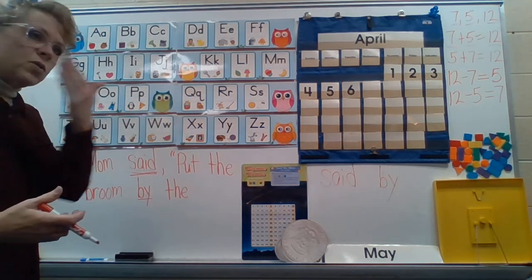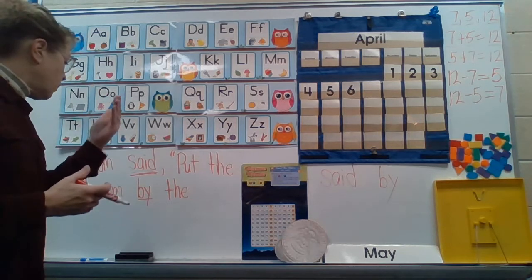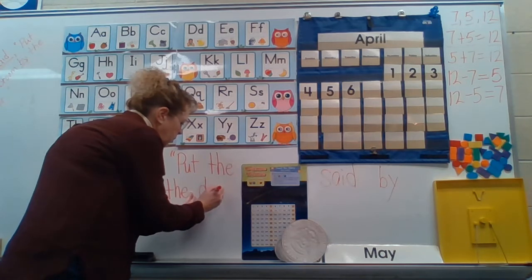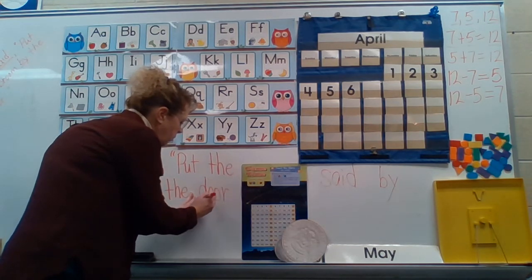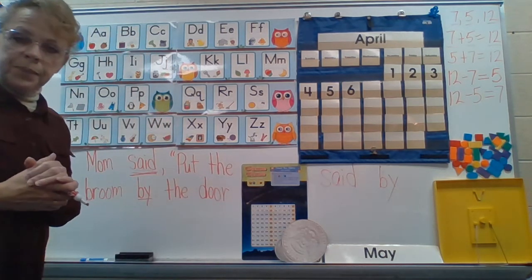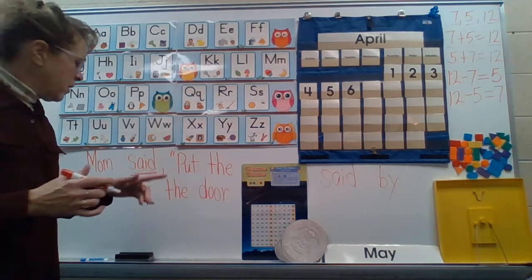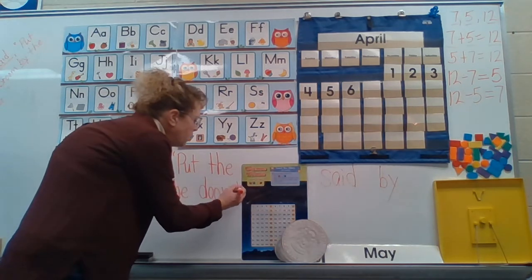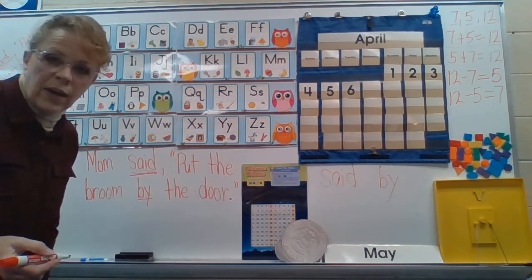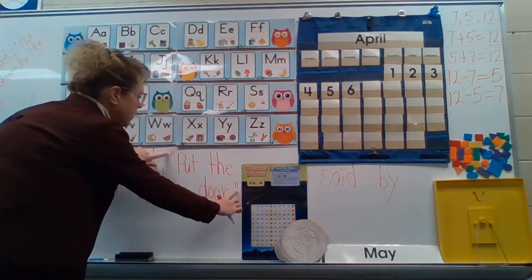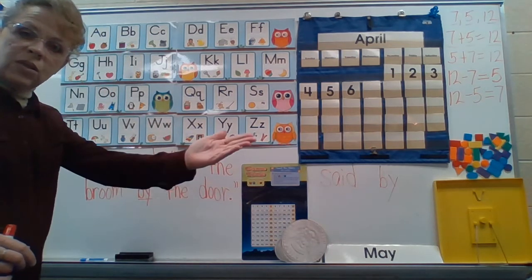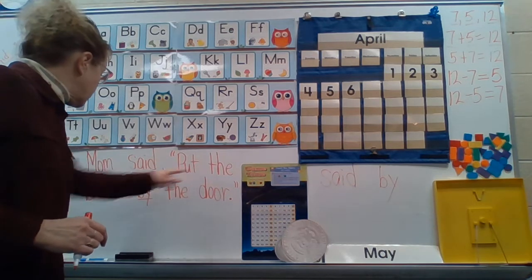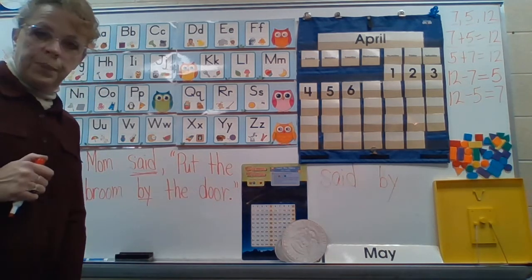Mom's still talking. This is what she's saying out loud. Put the broom by the door. D-O-O-R. Now here's how you end that. You put a period here at the end of what mom said, and then you put those little marks around that. Because here inside these marks is what she said out loud so people could hear her. Okay? She said, put the broom by the door.